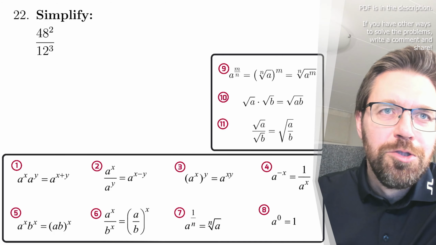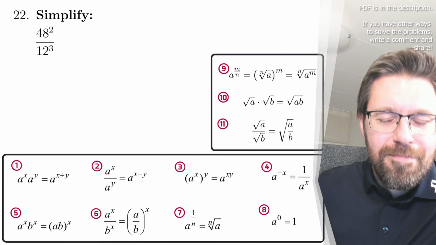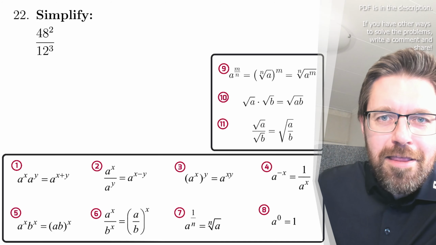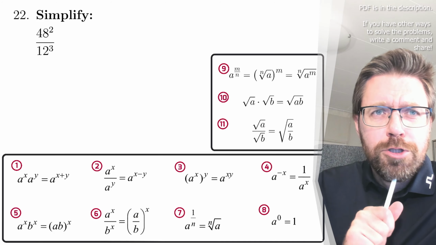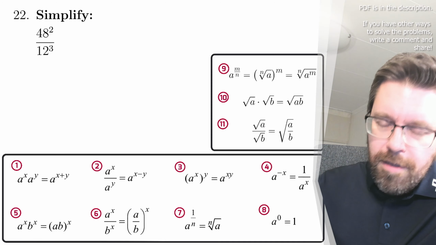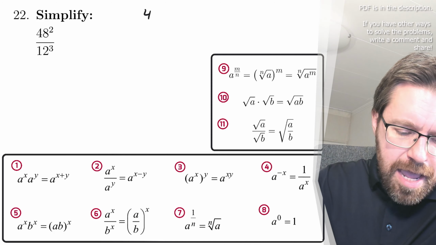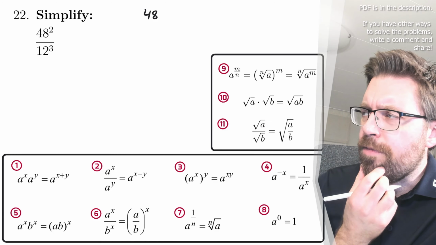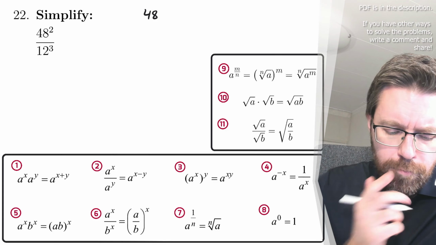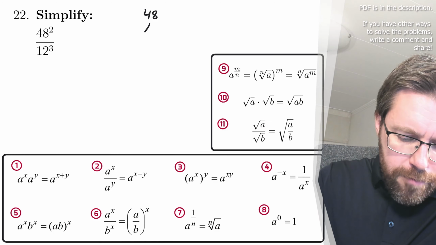Number 22. Oh, we have another one with different bases here and different exponents. So what do we do with this thing? We can't rewrite 48 as a power. I don't think it's possible. Okay, what can we do with it? We can rewrite it like this.